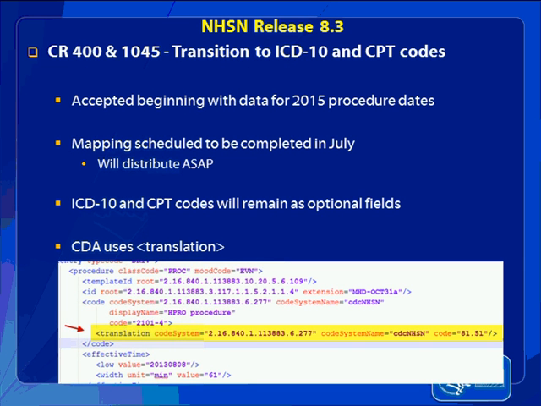We are still working on our transition to ICD-10 and CPT. Again, this program is going to kick in late 2014, and we will begin accepting ICD-10 codes based on a mapping that we're working on in Release 8.3. Hopefully that mapping will be done in July, and as soon as we get it, we'll share it with the users and the vendors. They remain as optional fields. They aren't required to be reported at this point. They're required to report the NHSN procedure code, but they can report the ICD-10 or CPT code, and you can see how the CDA does that in the screenshot at the bottom of the page here.